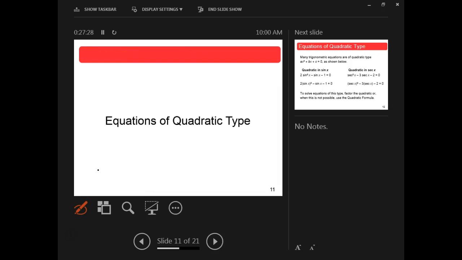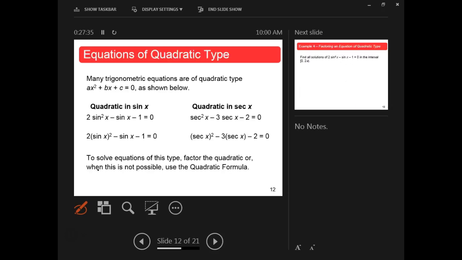equations of a quadratic type. Okay? Well, some of these have been equations of a quadratic type. So many trigonometric equations are of quadratic type. Ax squared plus bx plus c equals 0. With now, instead of the x's, you have some trig function. Okay? Like sine squared, or cosine squared, or tangent squared, or secant squared. Usually not too many cotangent squares or cosecant squares, but you could have them. Okay? So those are what you have there.